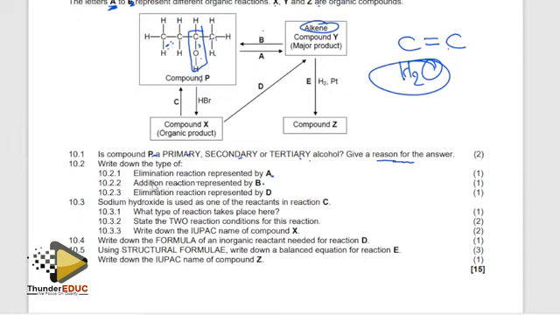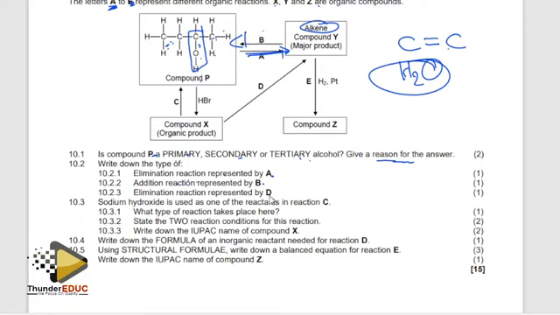Okay, they are saying, write down the type of addition reaction represented there. You see now, I'm adding water, from alkene to alcohol. Therefore, it's going to become hydration. This one, because I'm removing alcohol, I'm removing water, it is dehydration. Because here I'm adding, then it becomes hydration.